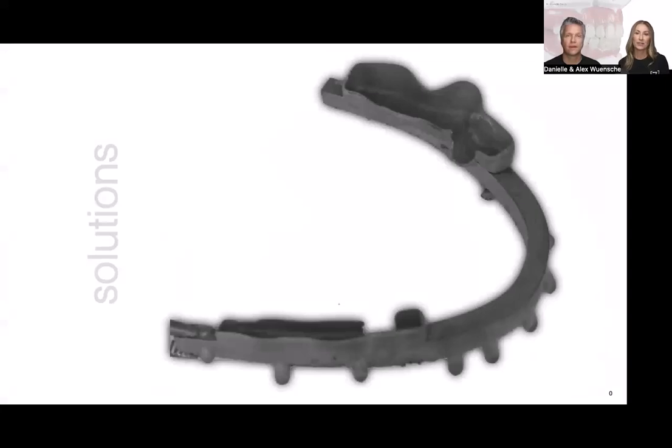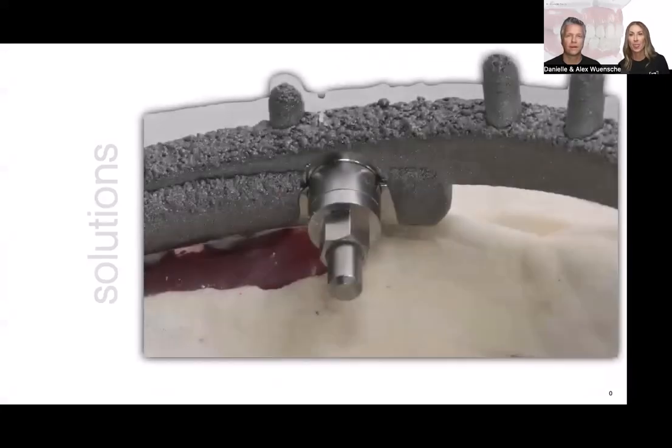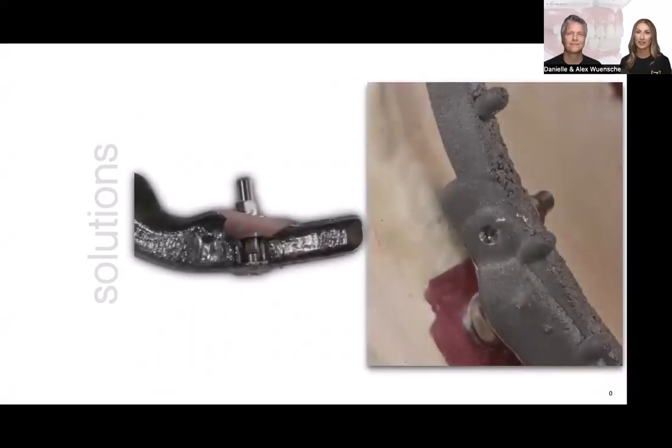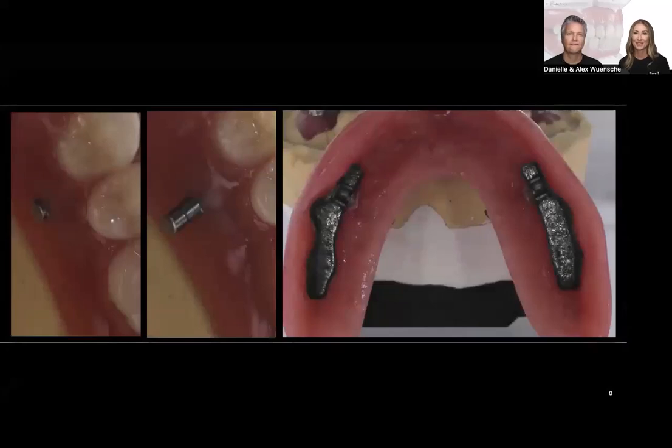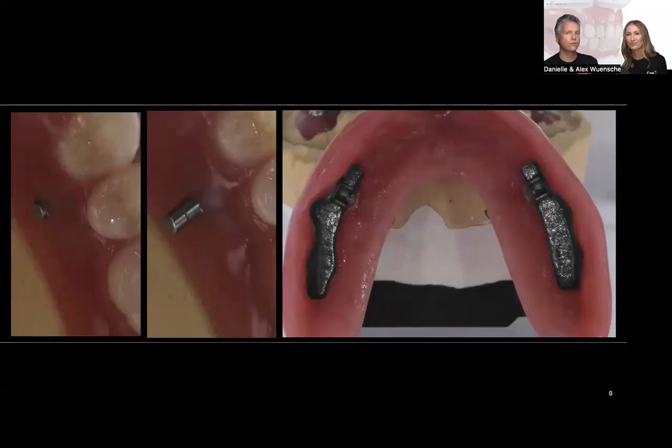And here we have the secondary structure with the plunger attachments in place. However, they're not attached yet. And then here you can see them being attached in the secondary structure with acrylic. And it fits like a glove basically. Yeah, I like the solutions a lot with 2 bars.